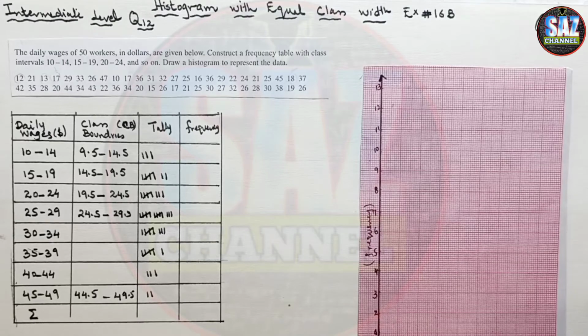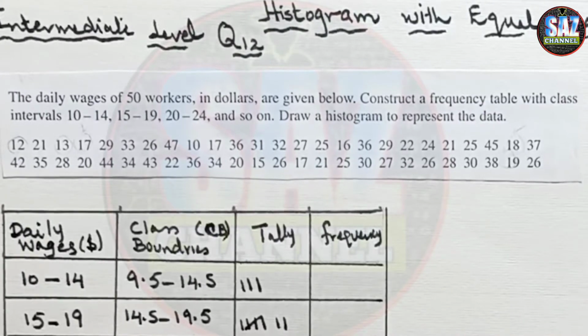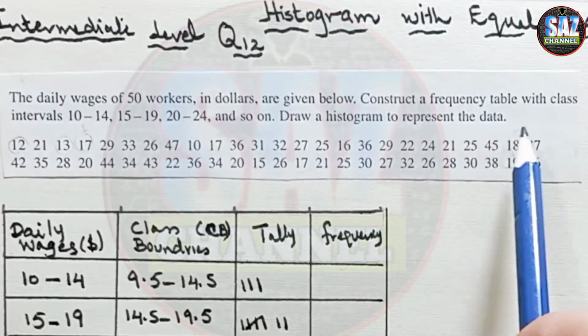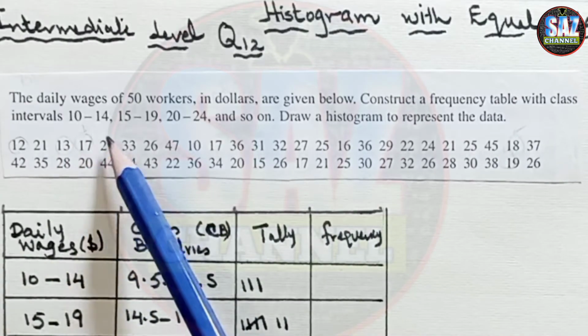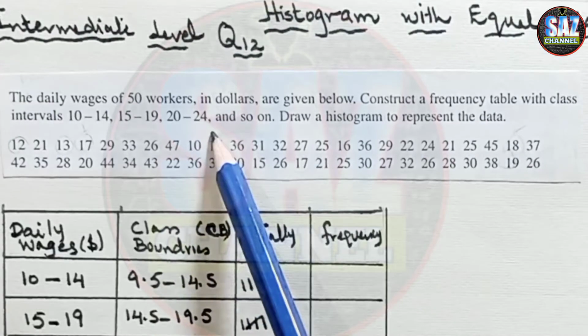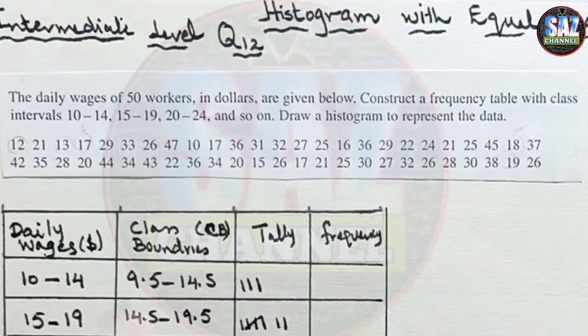In question number 12, the question says that the daily wages of 50 workers in dollars are given below. Construct the frequency table with the intervals 10 to 14, 15 to 19, 20 to 24, and so on, and draw the histogram to represent this information.